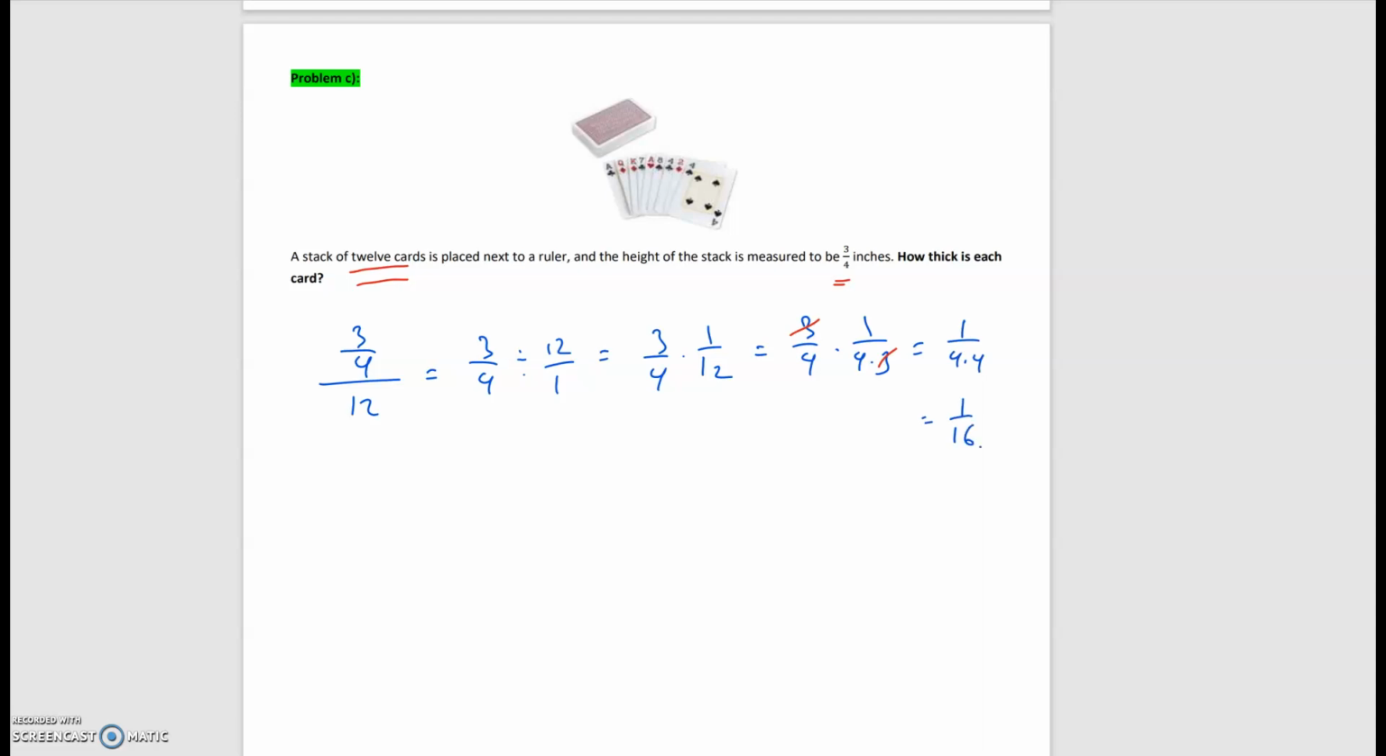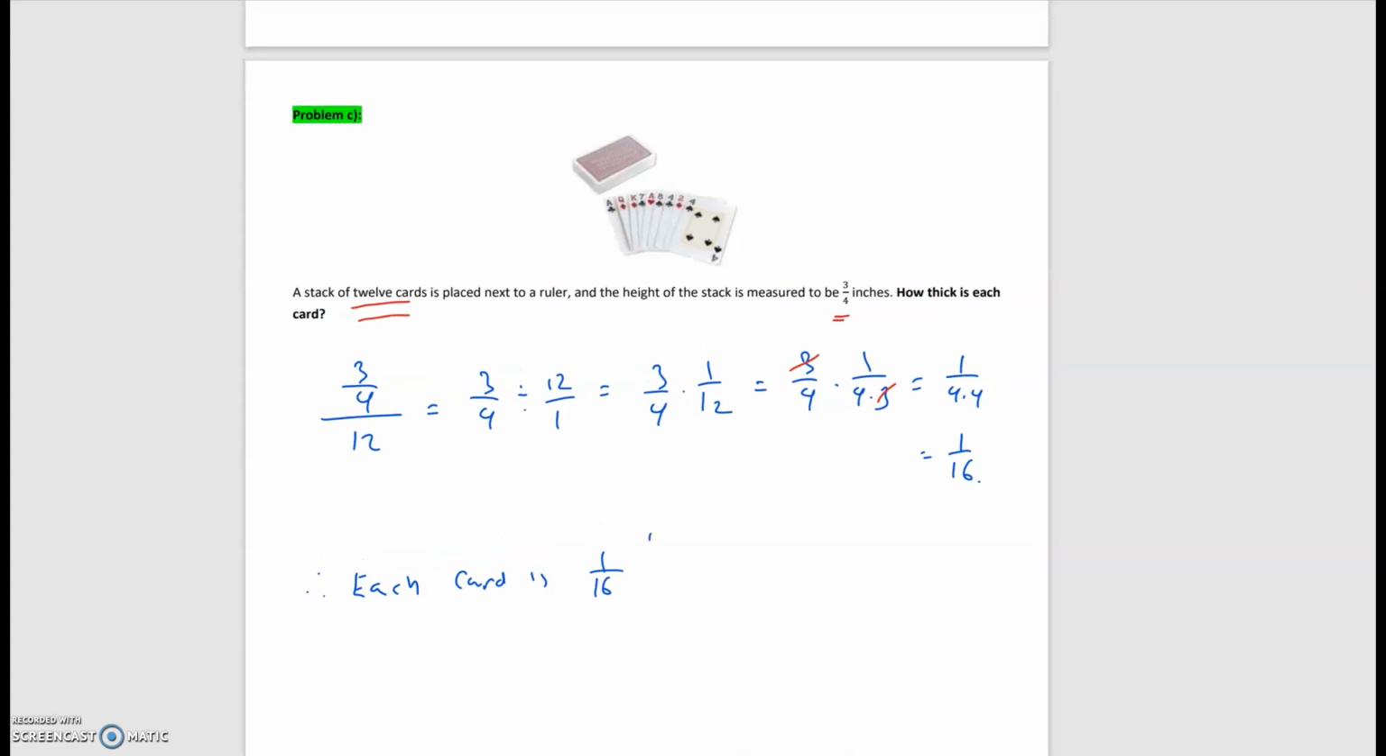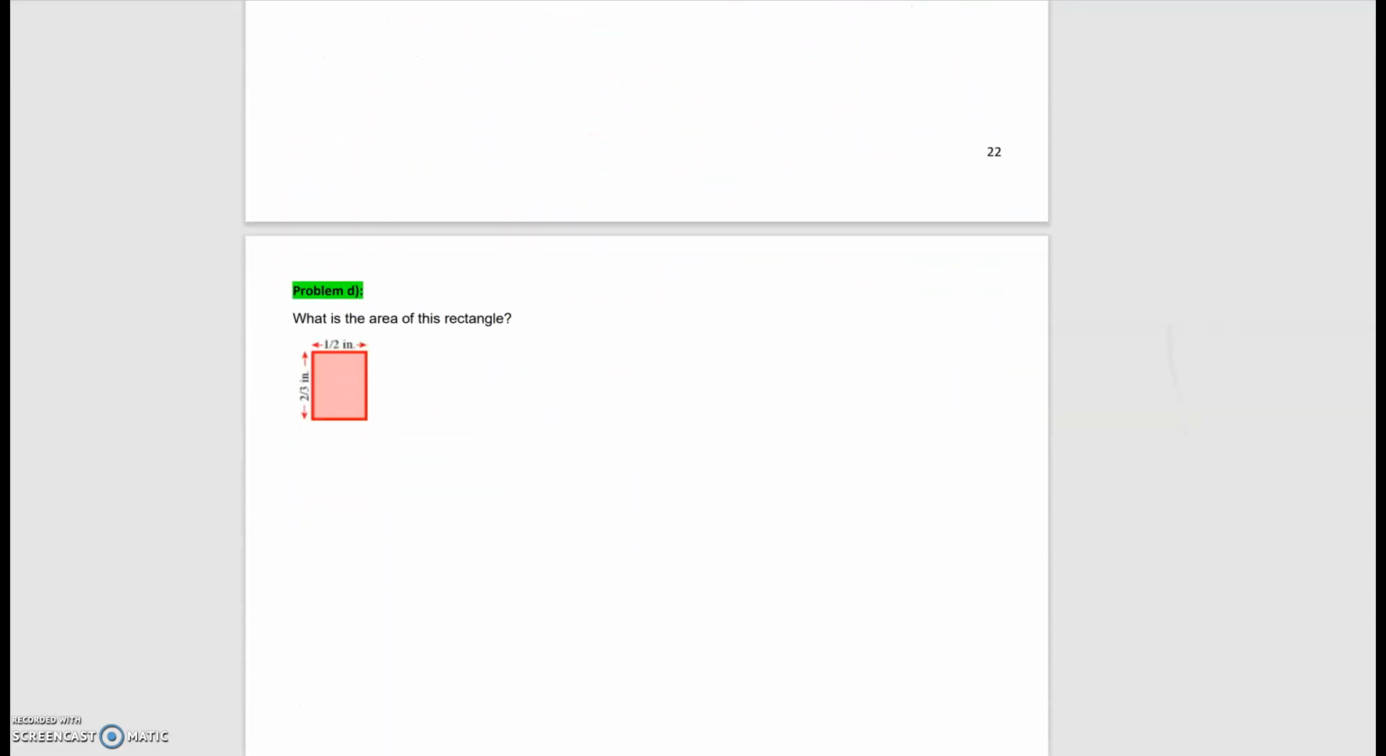They're asking for how thick each card is. So let me just rewrite it as each card is 1/16, and in this case, they're using inches. And that's it. Let's take a look at problem D.